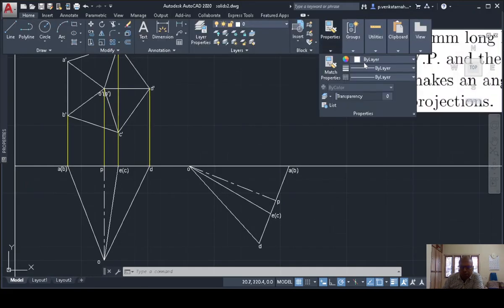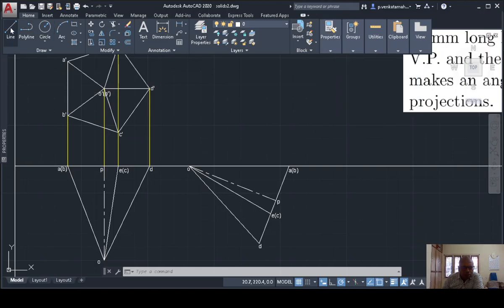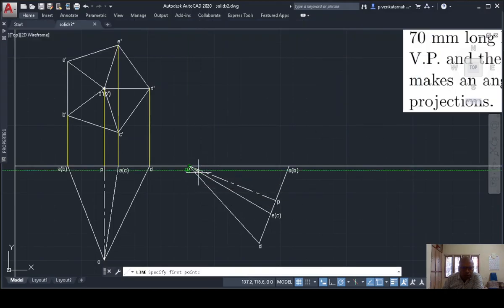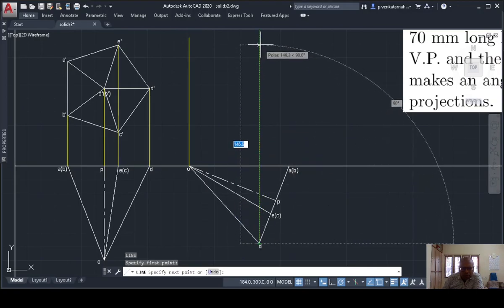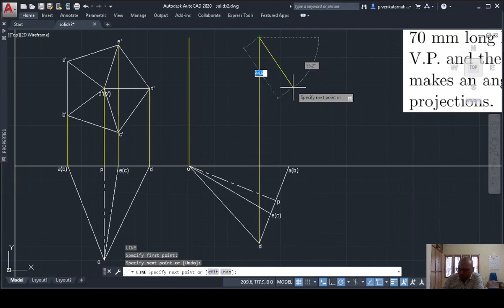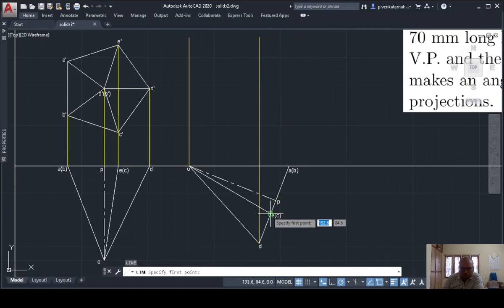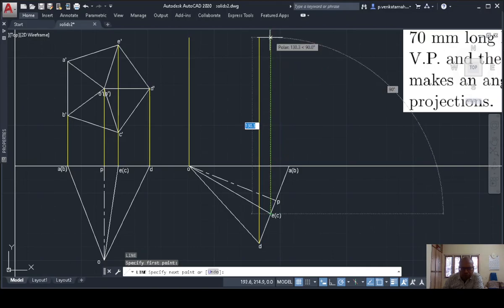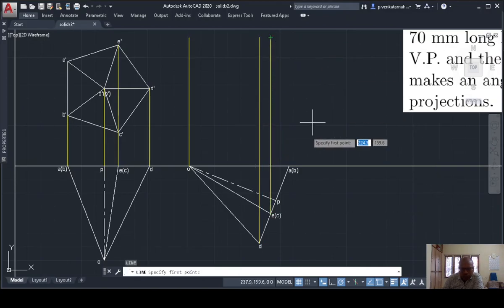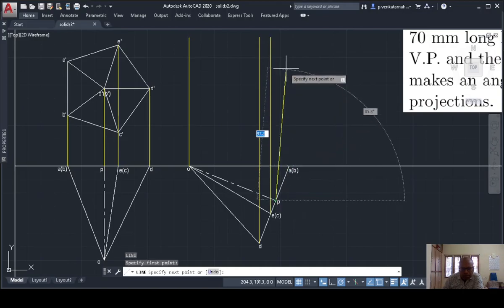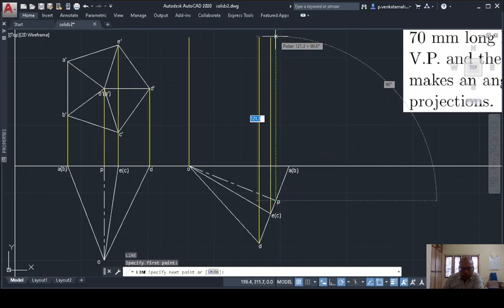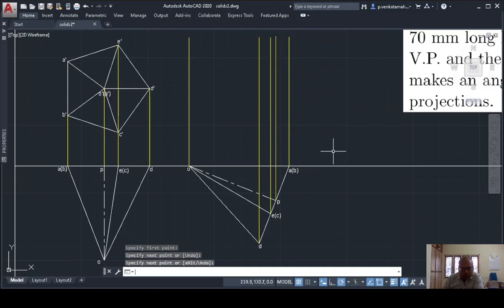For that I am again changing the color to yellow. Now I have to draw projections from all these corners, all these points in the top view. So I am drawing the projections. I have to make sure that I draw the projections from all the points. So I have drawn all the projections from all the points.